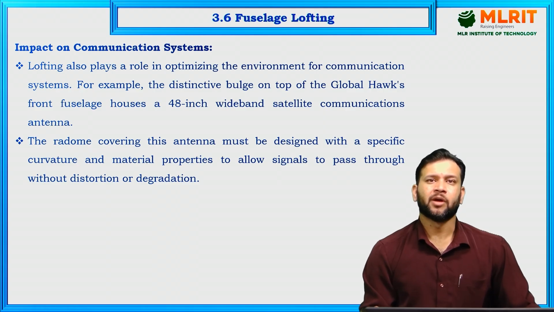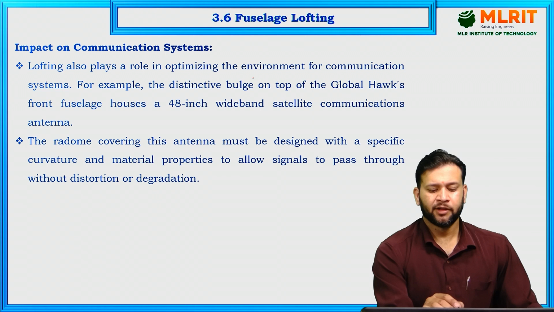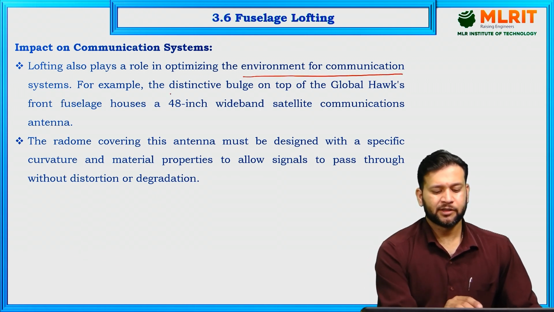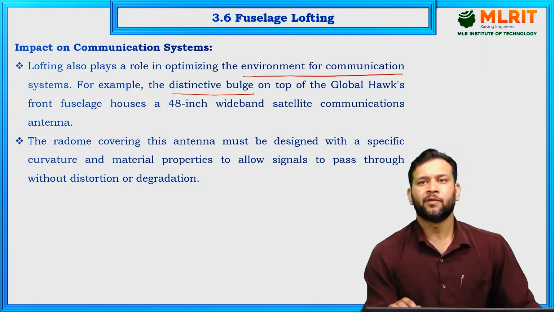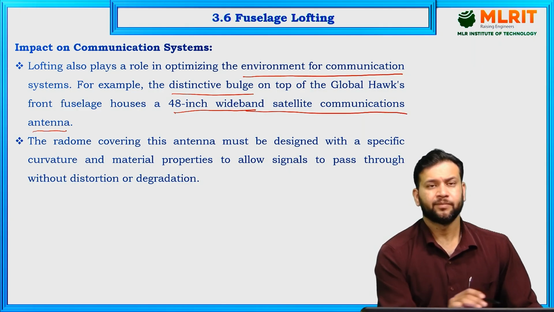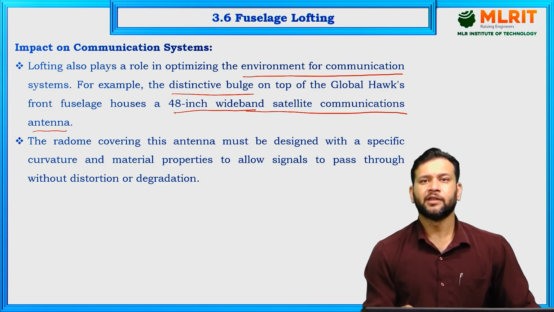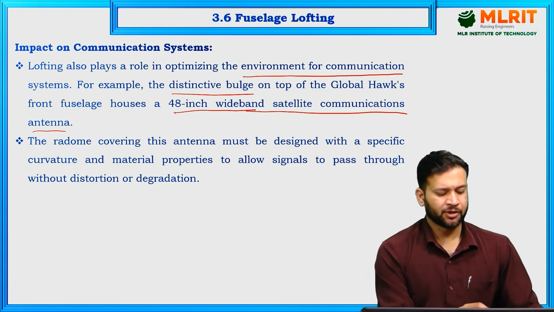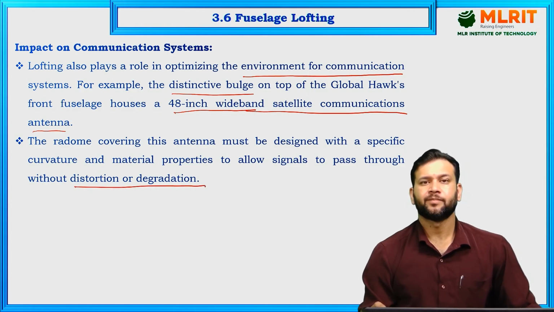The impact on the communication system. Lofting also plays a role in optimizing the environment for communication systems. For example, the distinctive bulge on top of the Global Hawk's front fuselage houses a 48-inch wideband satellite communications antenna. The radome covering this antenna must be designed with a specific curvature and material properties to allow signals to pass through without distortion or degradation.